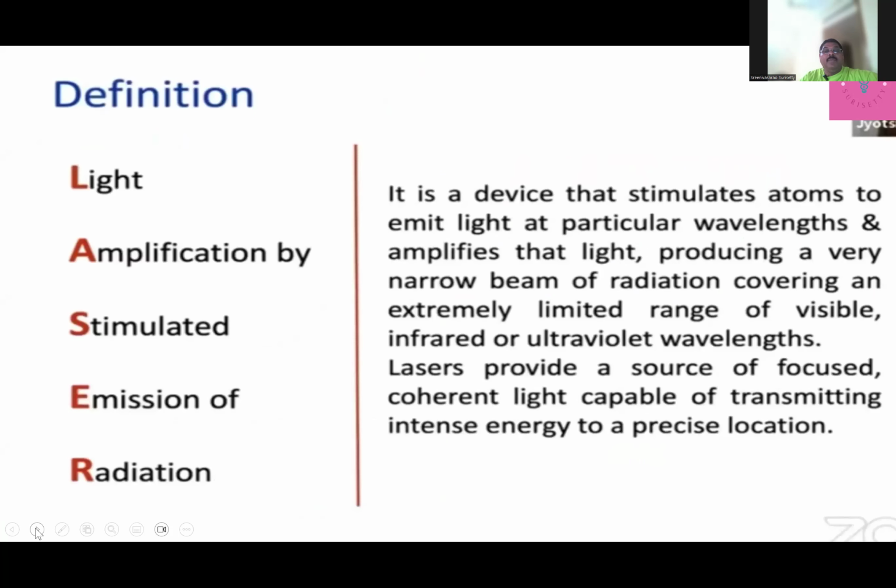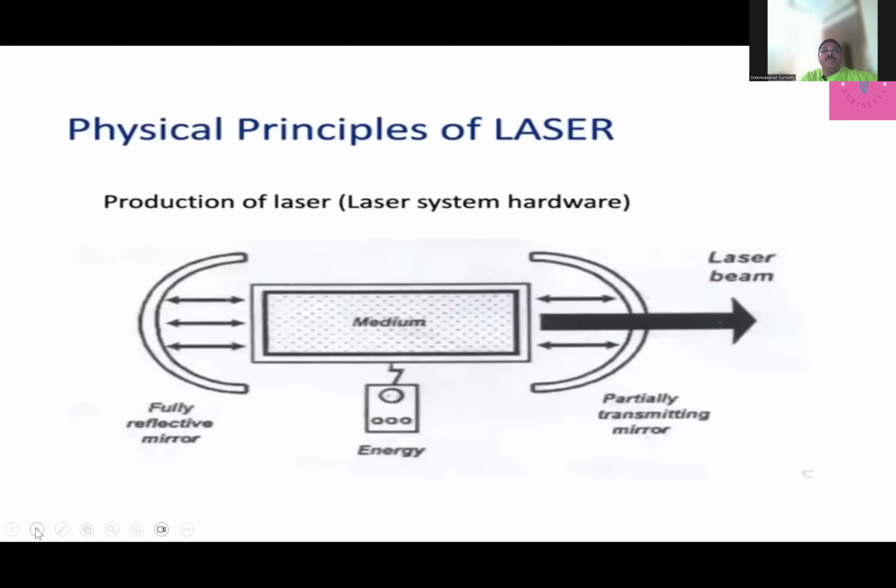So laser means light amplification by stimulated emission of radiation. It's a device that stimulates atoms to emit light at a particular wavelength and amplifies that light, producing a very narrow beam of radiation covering an extremely limited range of visible, infrared or ultraviolet wavelengths. The laser provides a source of focused coherent light capable of transmitting intense energy to a precise location. Okay, this is the physical principle of laser.